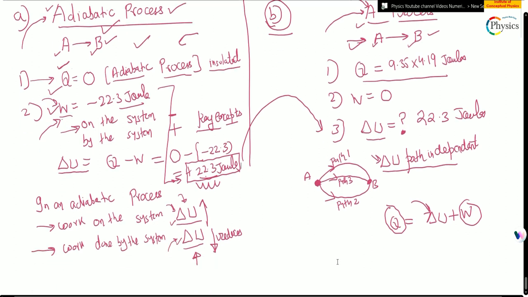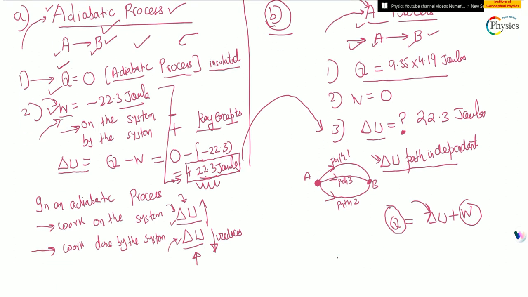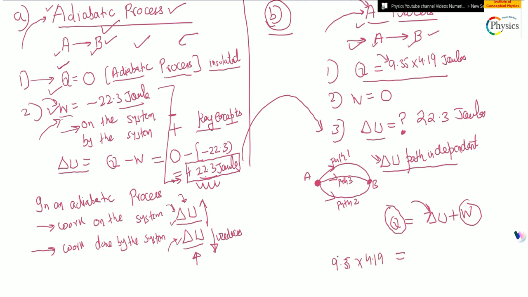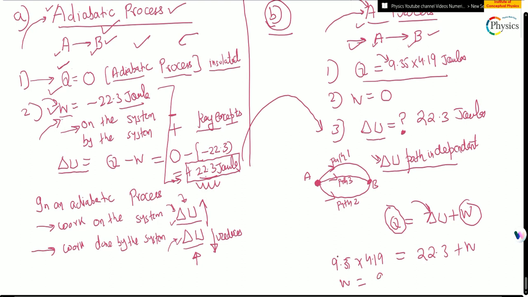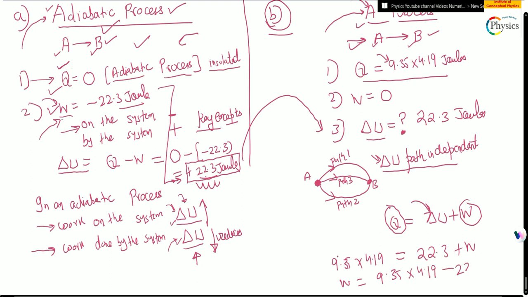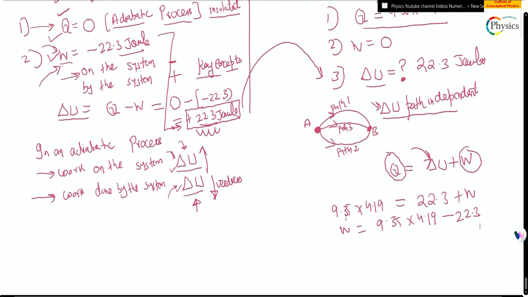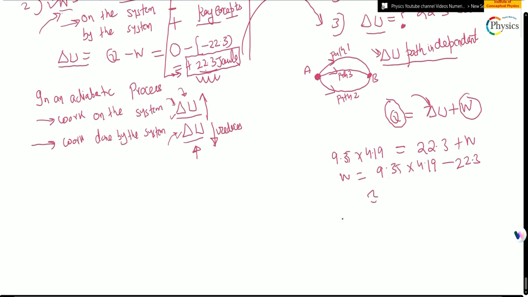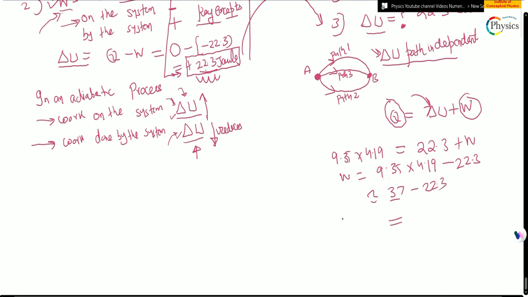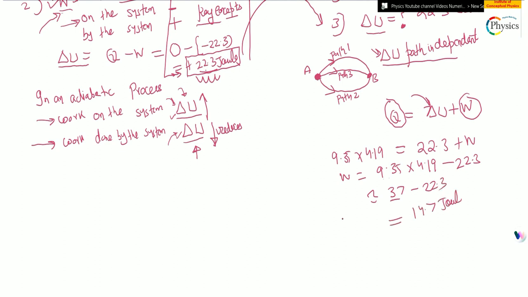Now let's apply the first law of thermodynamics to situation number two. The heat Q has been added to the system. So 9.35 multiplied by 4.19 is equal to 22.3 plus W, and W is equal to 9.35 multiplied by 4.19 minus 22.3. You can calculate and multiply this. I'm just giving an approximation. 9 4s are 36, maybe this is around 37. Minus 22.3 is equal to the answer, 14.7 joules. This is just an approximation of the multiplication of these two. Don't worry about it. It may be slightly plus or minus.